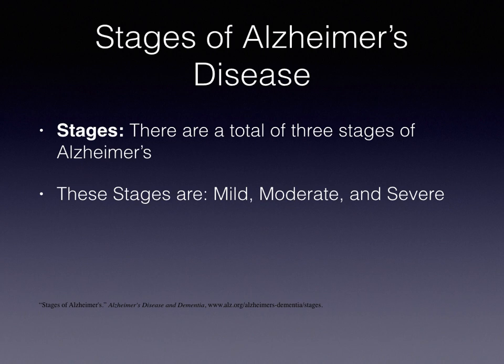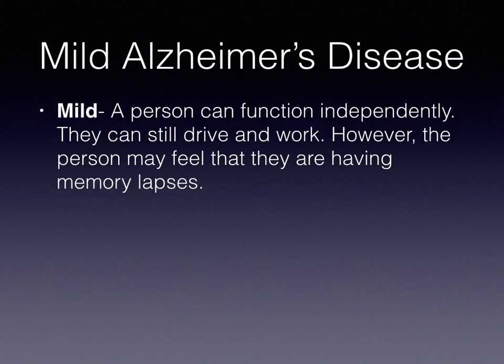Stages of Alzheimer's disease. There are a total of 3 stages of Alzheimer's. The stages are mild, moderate, and severe. Mild Alzheimer's disease. Mild is when the individual can still function independently, but family or friends can begin to notice difficulties. An example of this stage is short-term memory loss.